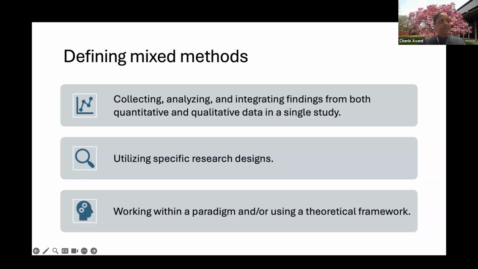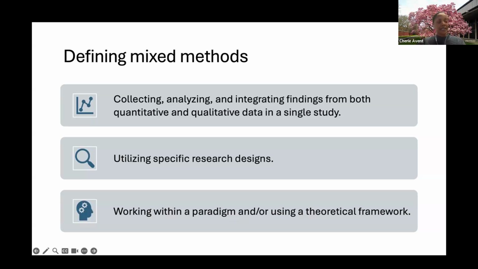So for instance, one paradigm might be pragmatism that a researcher or evaluator might operate from. And pragmatism, at its simplest description, is that we are seeking the best methods to answer the research questions. A theory or theoretical framework that one might draw from could be feminist theory, critical race theory.